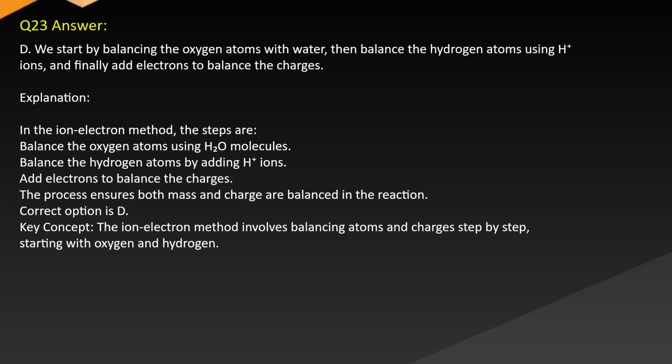Answer D. We start by balancing the oxygen atoms with water, then balance the hydrogen atoms using H+ ions, and finally add electrons to balance the charges. Explanation. In the ion electron method, the steps are: balance the oxygen atoms using H2O molecules, balance the hydrogen atoms by adding H+ ions, add electrons to balance the charges. The process ensures both mass and charge are balanced in the reaction. Correct option is D. Key concept. The ion electron method involves balancing atoms and charges step by step, starting with oxygen and hydrogen.